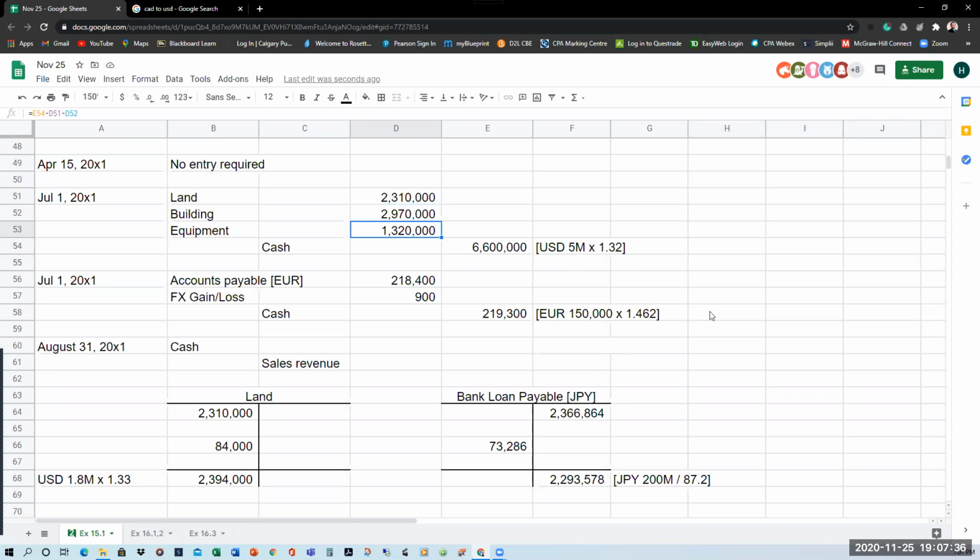And then the other bit is the income, the interest expense or income, as the case might be. Be very careful with that. You have to make sure to use the average rate.